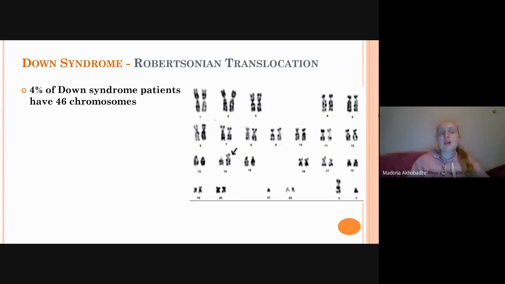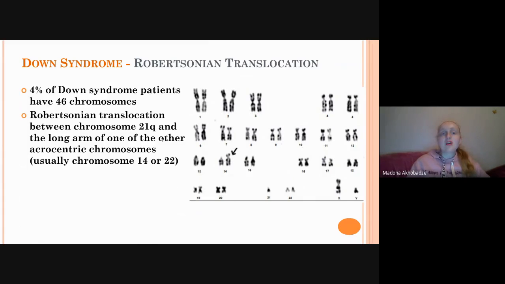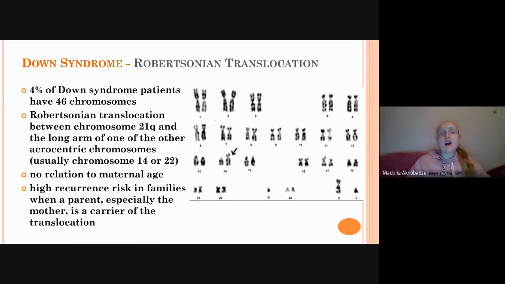And here we have 3%, maybe less, of patients who have the Robertsonian translocation. It means that 21q, the long arm of chromosome 21, is translocated onto the 14th chromosome, or 22. It has no relationship to maternal age and maternal meiosis, and it has a high recurrence risk in families where a parent, especially the mother, is the carrier of this translocation, so it could be inherited.